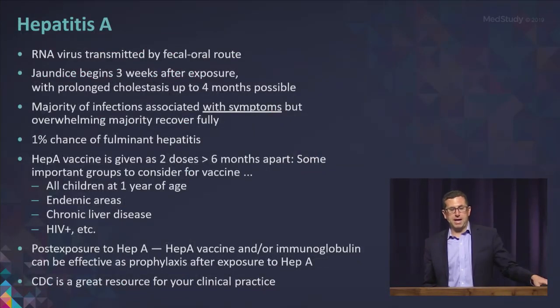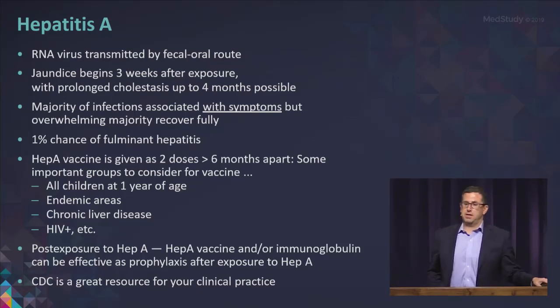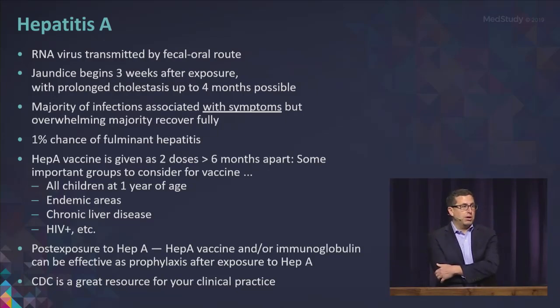So for hepatitis A, this is an RNA virus transmitted by the fecal-oral route. Typically, jaundice begins 3 weeks after exposure with prolonged cholestasis up to 4 weeks possible. I should mention that the majority of people will have symptoms, but most people will just fully recover. But it is generally a symptomatic form of acute hepatitis. There's about a 1% chance of fulminant hepatitis.